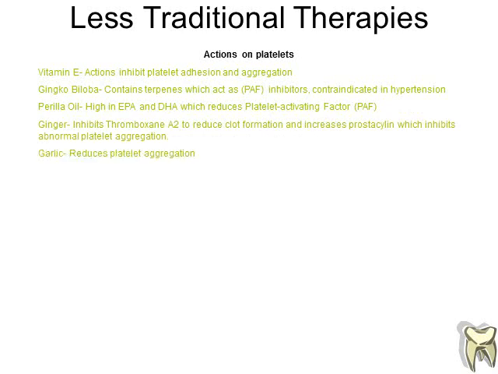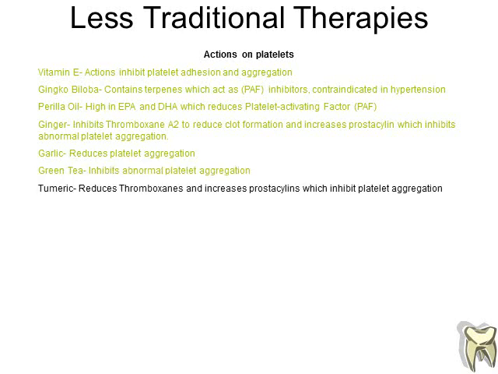Garlic can reduce platelet aggregation. Green tea can inhibit abnormal platelet aggregation. Turmeric can reduce thromboxanes and increase the prostacyclins, which inhibit platelet aggregation. Some things are actually actions that are fibrinolytic.